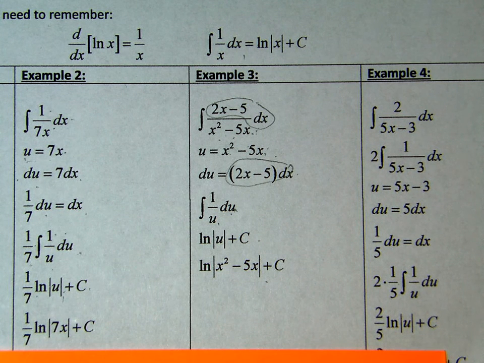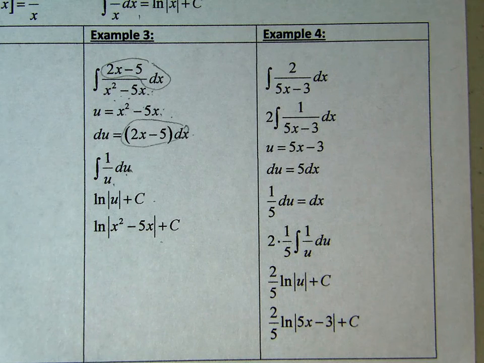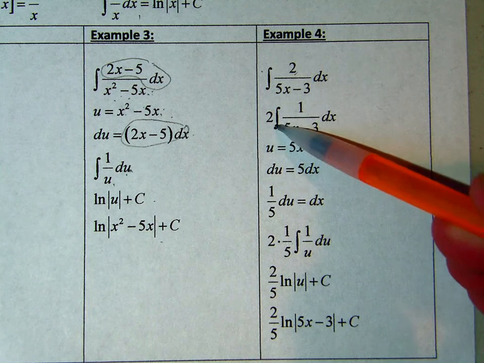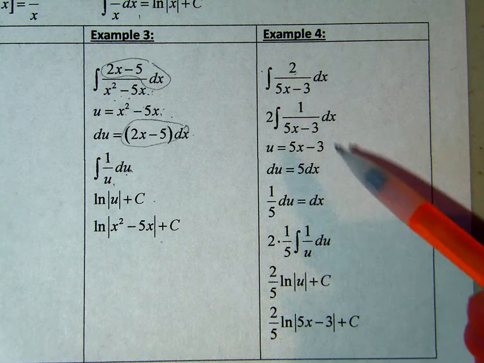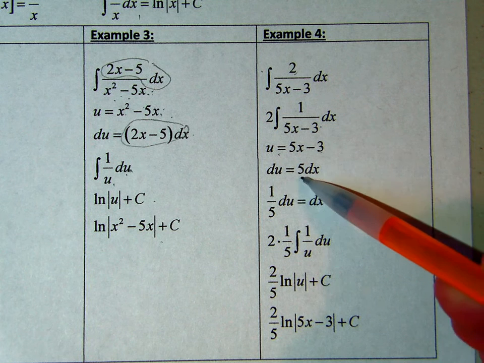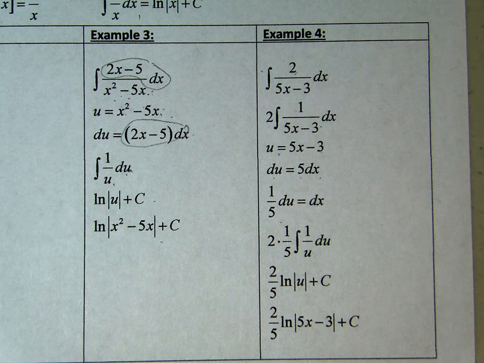All right, now, similar to what we saw in section 4.5, sometimes the constants don't quite line up when we do this, but we can adjust for it. So, for example 4, I'm going to take that 2, put it to the outside, because very often that is advantageous to do. If we let u be 5x minus 3, which is the denominator, that makes du 5dx. Divide both sides by 5. And then we do the substitution step.